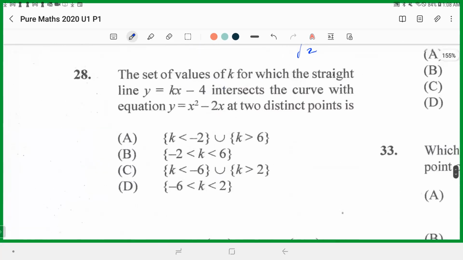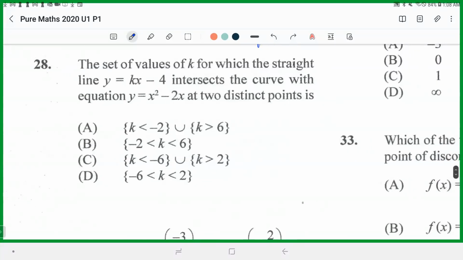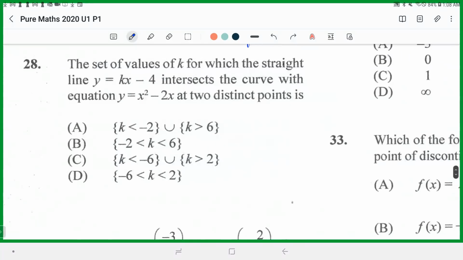So these two equations, the line intersects the curve at two distinct points. When you put the line and the curve together, like you solve them simultaneously, you're going to end up with a quadratic. Because there are two distinct points of intersection, that quadratic must have real and different roots. And so the b squared minus 4ac for that equation must be greater than 0.